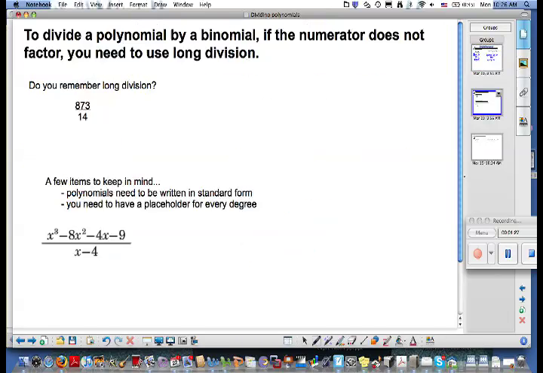We now get to dividing polynomials by binomials. If the numerator does not factor, you need to use long division. So, do we remember long division? 14 divided into 873.